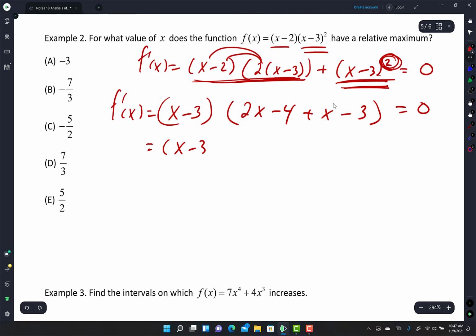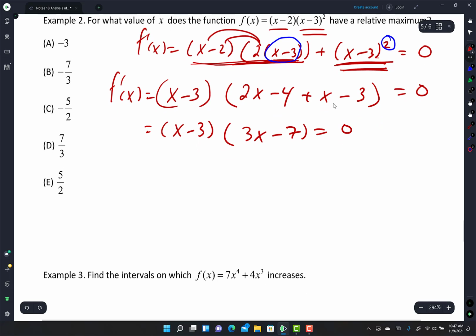Okay. So here we go. I have this x minus 3, and then 2x plus x, that's going to be 3x, and then negative 4 minus 3, 4, 5, 6, 7, minus 7. Yeah. It says squared there. I took this x minus 3 out, and I took one of these out. We still okay? All right, I got 2 critical numbers. X equals 3, x equals 7 over 3. Those are my only 2 possible answers that I can have.